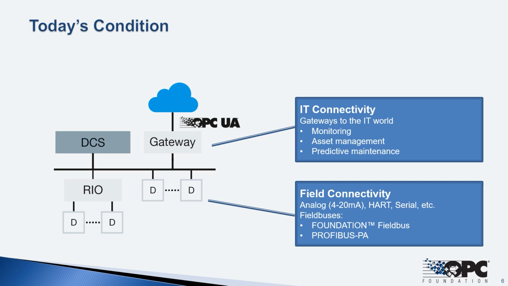Continuing with the field connectivity side, you notice that we've listed field buses here. There are a handful of process facilities in North America that have bus technology, Foundation and Profibus. But the more prolific use of these technologies is in burgeoning markets like Asia, the Middle East, and parts of Europe.